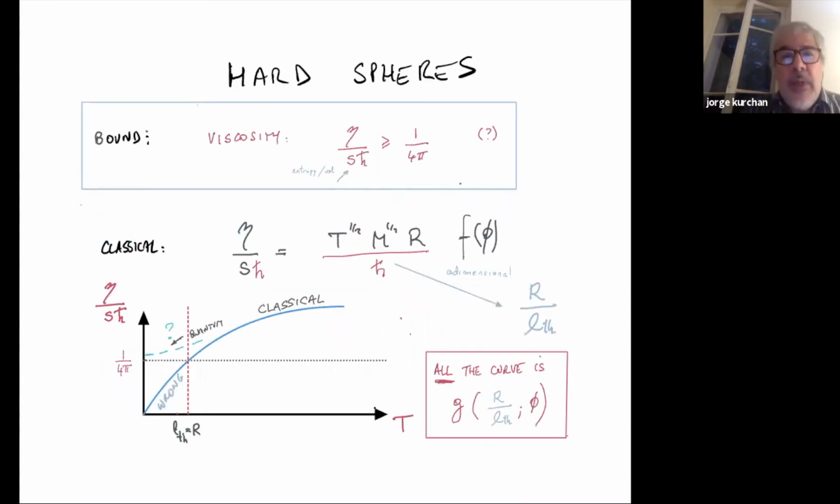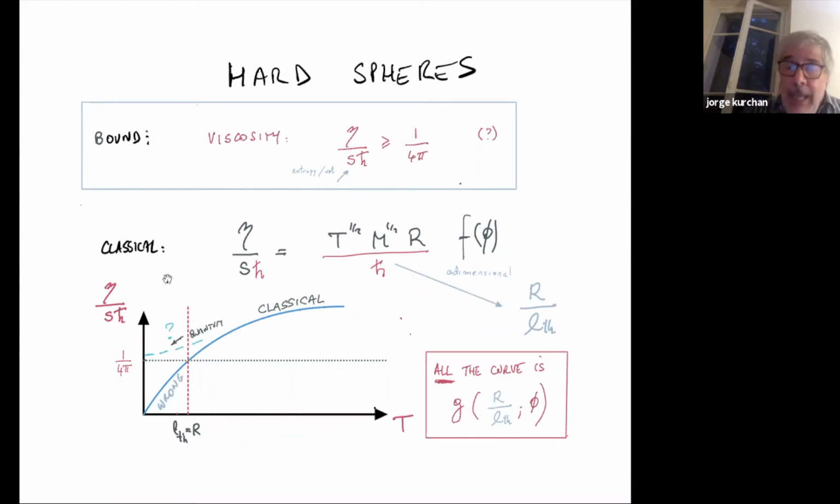So what happens with hard spheres? Let us look at the bound on viscosity. Classically, it is very easy to show that if I divide viscosity by entropy per unit volume, which has to do with the radius of the spheres, and by h bar, everything gets together here. And the only thing that remains is to determine some function of the packing fraction. Packing fraction is how much volume is occupied by the spheres divided by the total volume of the box. So this is adimensional. It's a function that you have to determine, and the only dimensions are here.